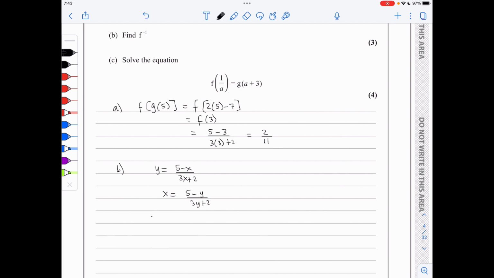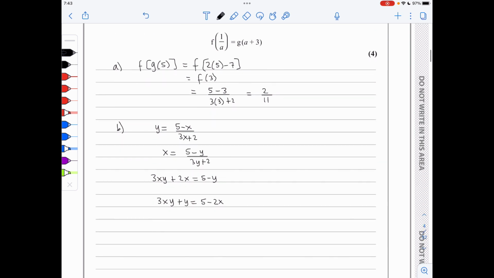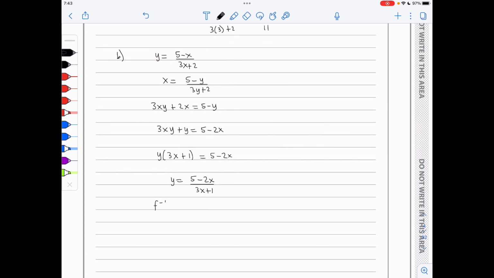So I cross multiply: 3xy + 2x = 5 - y, leading to 3xy + y = 5 - 2x. I have a common factor of y on the left hand side. So y(3x + 1) = 5 - 2x, leading to y = (5 - 2x)/(3x + 1). So the inverse of f, f inverse of x, is equal to (5 - 2x)/(3x + 1).